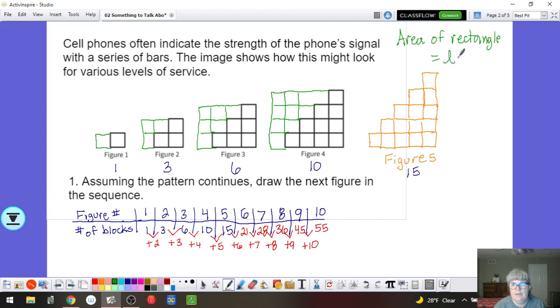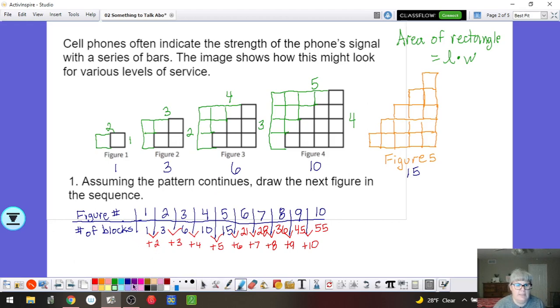Equals length times width. So if I look at my dimensions, I have 2 by 1, I have 3 by 2, I have 4 by 3, I have 5 by 4. As I'm looking at these dimensions, I notice that one dimension matches the figure number. The other dimension is one more than the figure number.